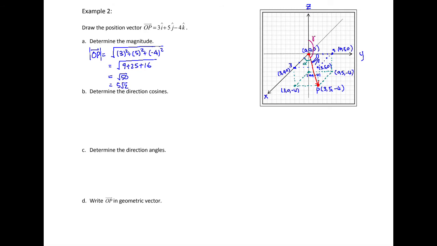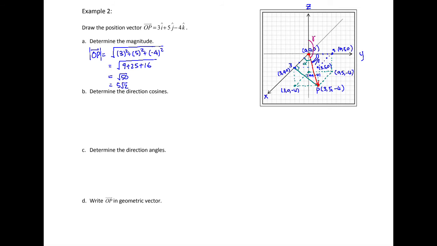In order to find the angle alpha, we need to construct a right triangle again. So I'm connecting the x-intercept to the head of the vector OP. As you can see here, this is a right triangle. And the right angle is right here. So this is the right angle.